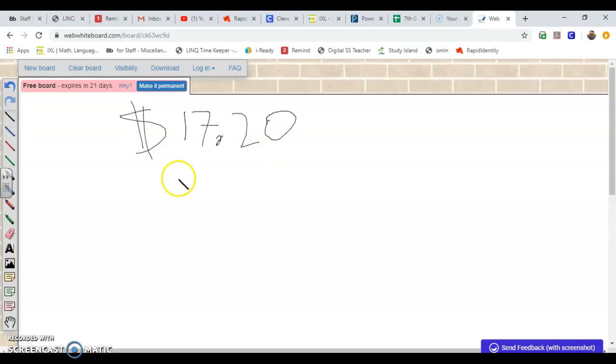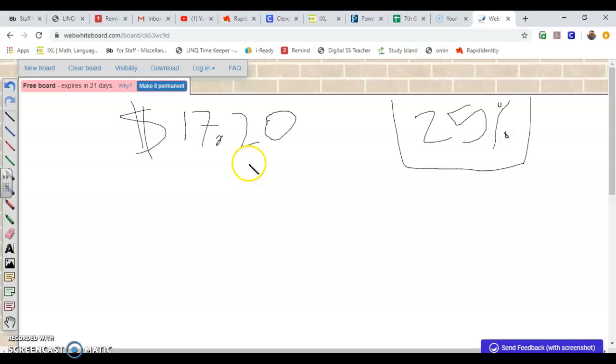Okay, so the waitress brings me my bill, $17.20, and I'm wanting to give her a 25% tip. She's a really good waitress, and I like to tip my waitresses well, or my servers well, because I appreciate when they do a good job.